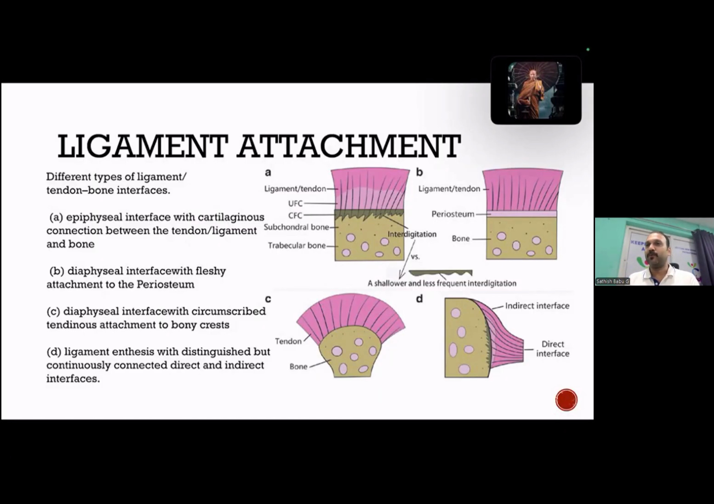So just a curiosity. Which will be the one with the most force transmission? Large force transmission can happen through which type of junction like this? A, B, C, or D?